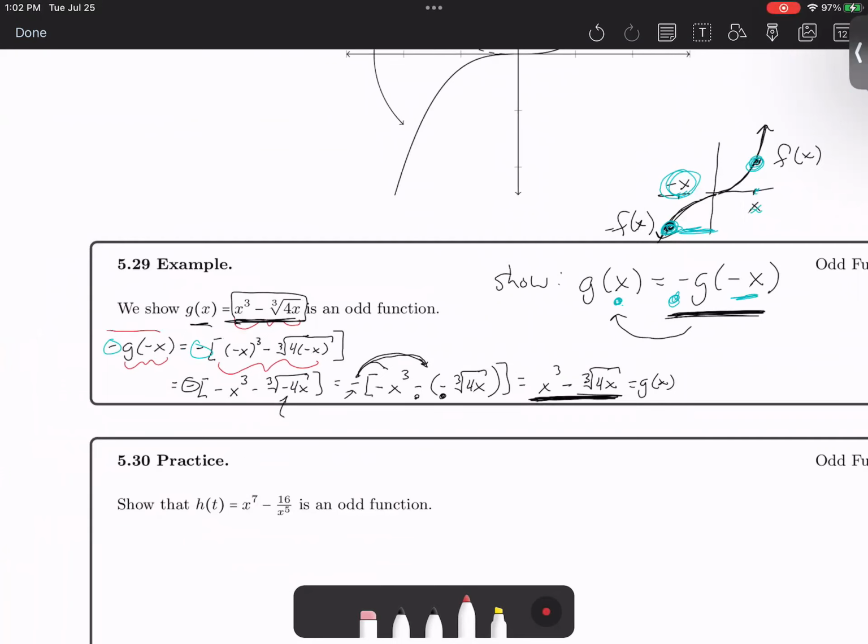So I showed that minus g of minus x is the same thing as g of x, meeting the criteria for an odd function.